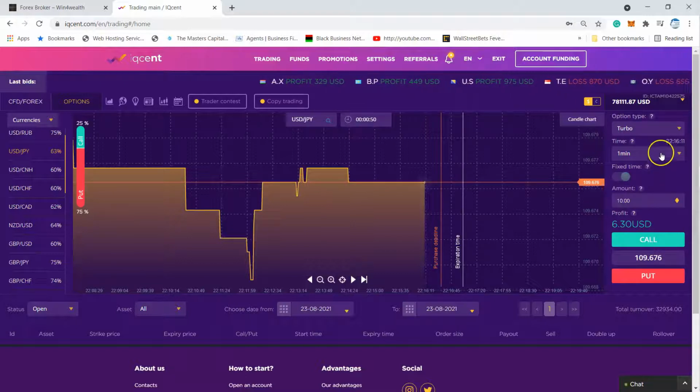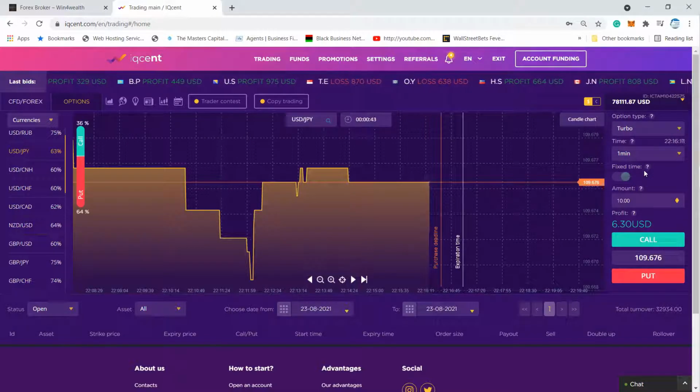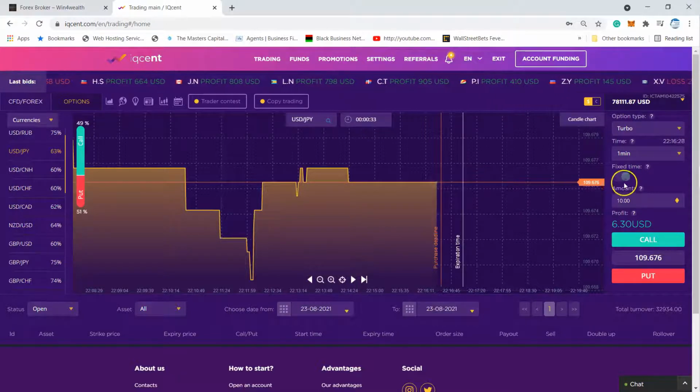The next thing you want to do after knowing the time is fixed time. You want your fixed time to be off. If you're trading with me under mentor trading, I trade with fixed time off. Now, there are other traders that trade with fixed time on. And if they call out fixed time on, or you want to trade with fixed time on, you're going to have to click the button to get that.